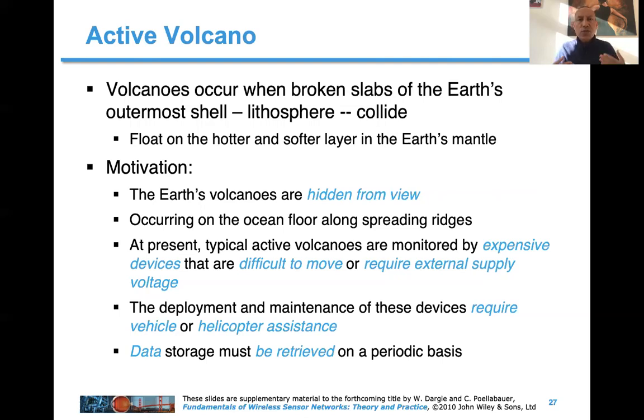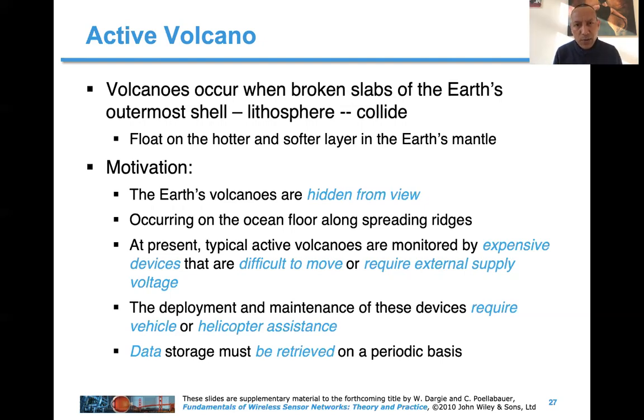These slabs usually float smoothly if everything is fine, but because the Earth rotates to a certain extent irregularly, as a result of this irregular rotation, the slabs collide together. These are very hot slabs, and as a result of this collision, a volcano takes place.